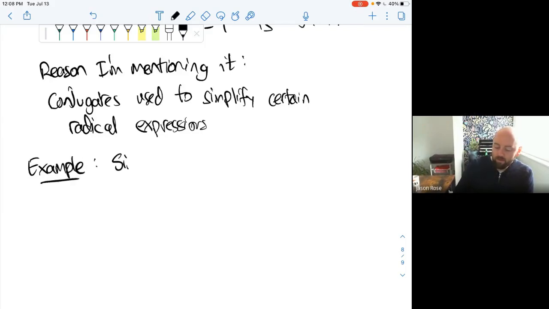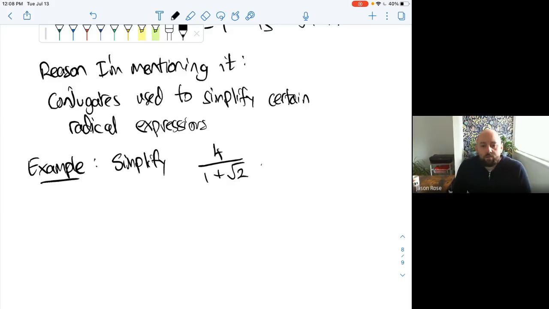So for example, let's say I want to simplify 4 over 1 plus root 2. Okay, so what I'm seeing here is that I have a square root in the denominator. I don't have any square factors inside square roots. I don't have fractions underneath the square root symbols, but I do have a square root in the denominator. Now, your first thought might have been, oh, well, I remember what to do. I'm just going to multiply on top and on bottom by square root of 2.